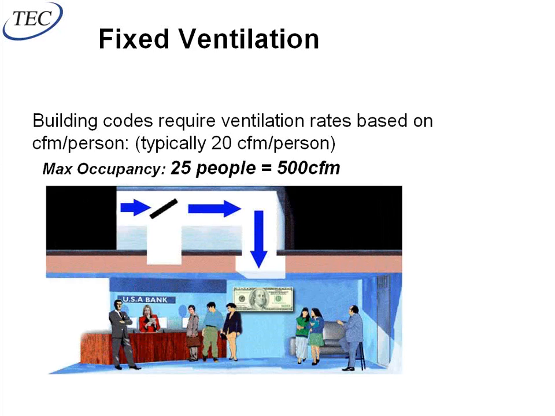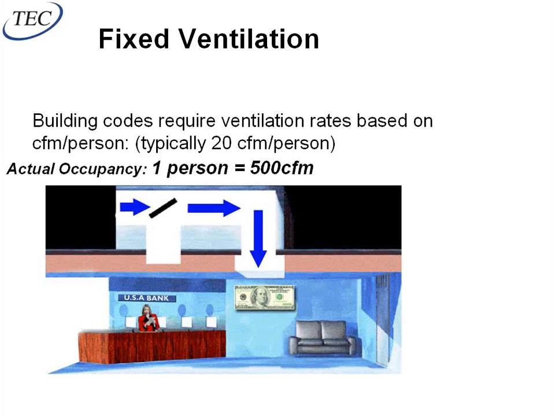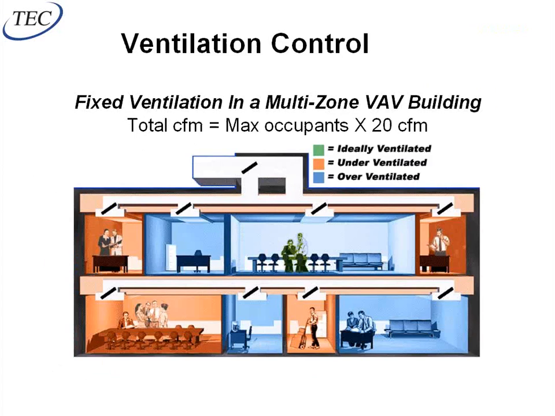This is a small bank designed for 20 CFM per person, which is pretty common that we do. If we had 25 people in the design, we would need 500 CFM of outside air, which makes sense. And then in actual operation, if those people weren't there, and they are seldom all there, if we're down to 5 people in the building at a given moment, we still are bringing in 500 CFM. And when there's just one person at the bank teller, we still bring in 500 CFM, which is way more than we need. Same thing happens on zoning systems.